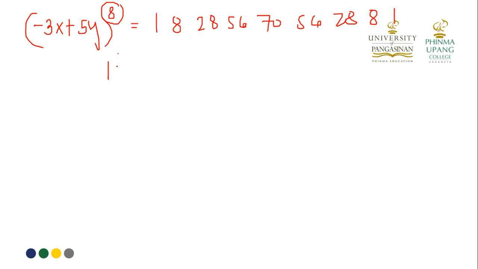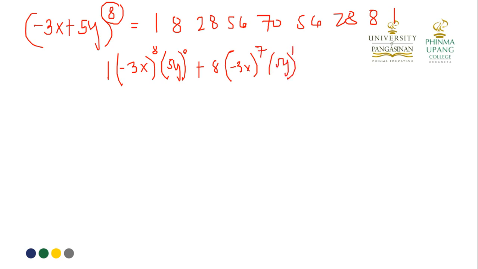Opo. So, 1, copy, negative 3x raised to 8, then 5y raised to 0. Next, 8 negative 3x raised to 7, 5y raised to 1. What is the next coefficient? 28. Next is negative 3x raised to 6, then 5y raised to 2. Then plus, what is the next number?